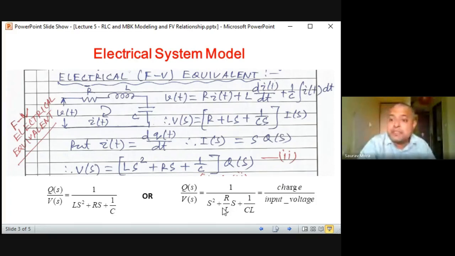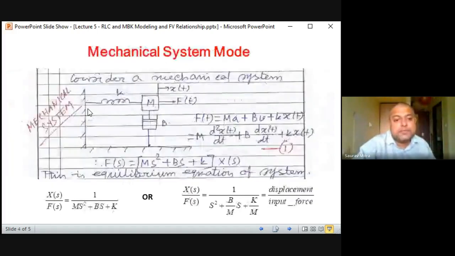How can we say that it is a second order electrical system? Because the order of the denominator characteristic equation is S square. That's why the whole system is called a second order system, or the transfer function is called a second order system transfer function. Now why is this second order? Because there are two energy storing elements. Which are the energy storing elements? L and C. So everything is falling into place. That's why the order of the system is S square. Resistor does not store energy. Resistor is a non-energy storing element. Output is charge, input is input voltage.